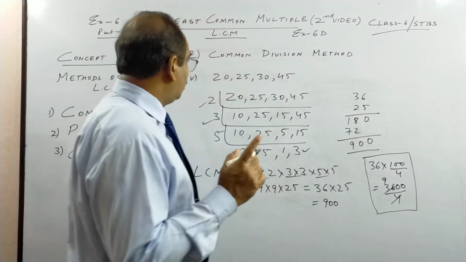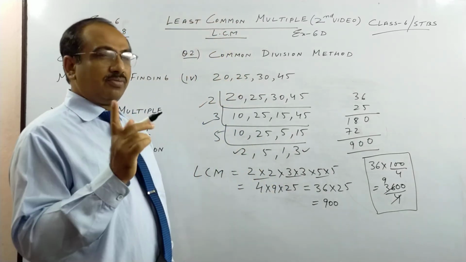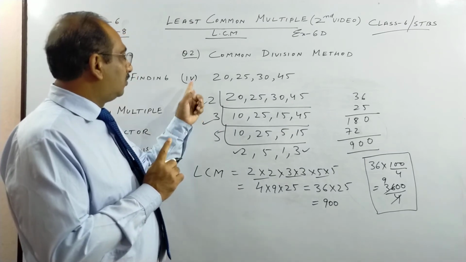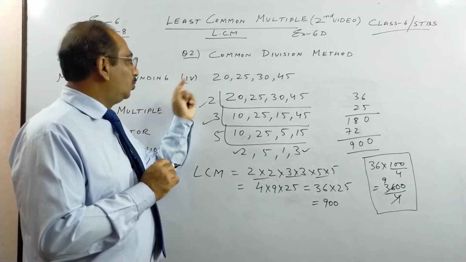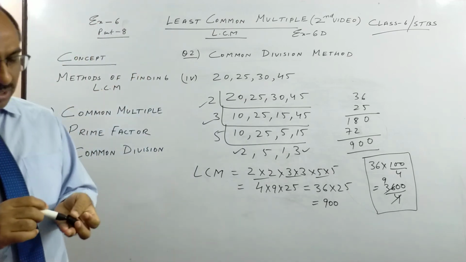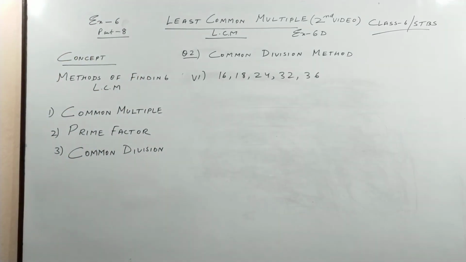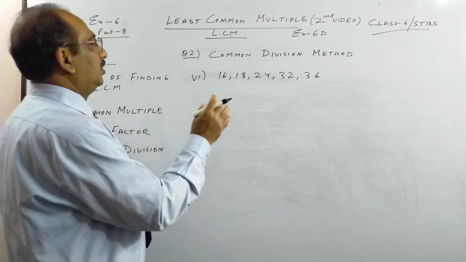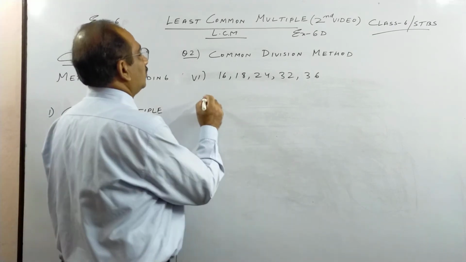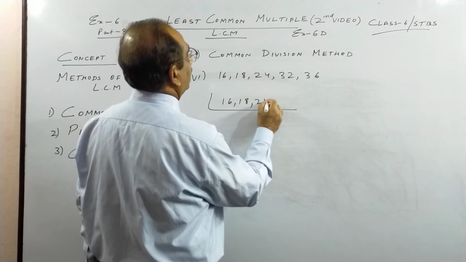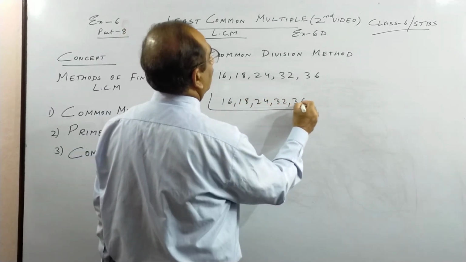Okay, so I thought this will be my last question, but one more question, since we could do it fast. So one last question I'll do, 2 part 6 I think. So kindly pause the video and copy. So here we move on to the last question in this common division method. So here we go. 16, 18, 24, 32, 36.